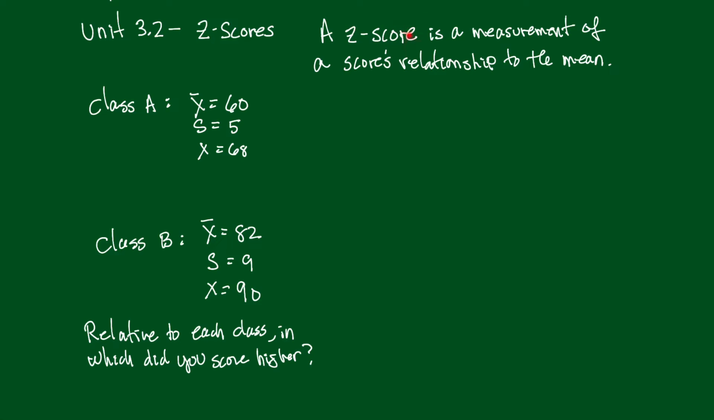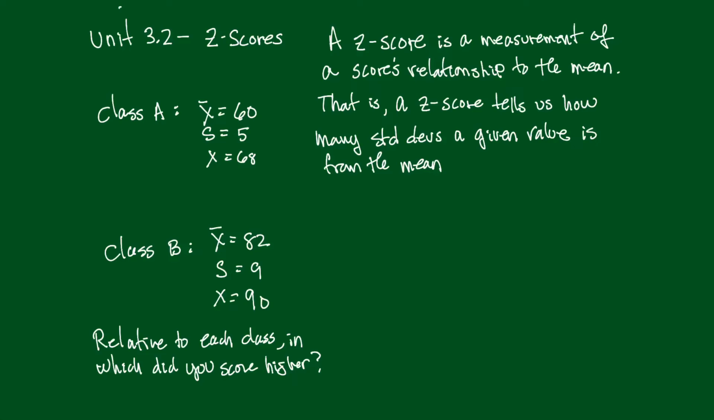Now, here's what a z-score is. A z-score is a statistical measurement of a score's relationship to the mean. Another way of saying this is a z-score tells us how many standard deviations a given value is away from the mean. So, back in our example, I've got a given value, 68. How many standard deviations is this away from 60? And this one down here, 90. How many standard deviations is 90 away from the mean?